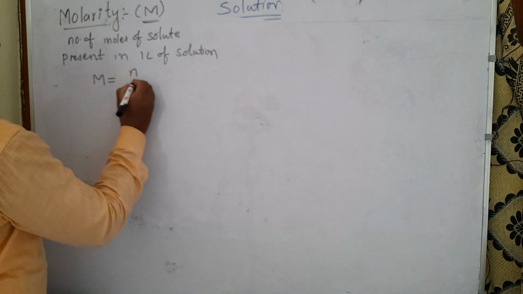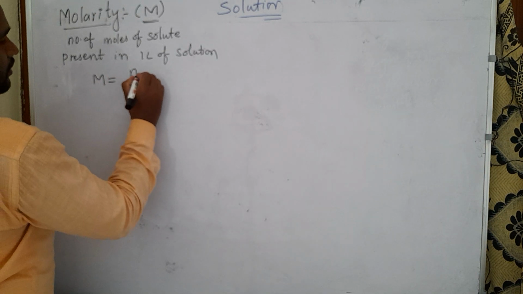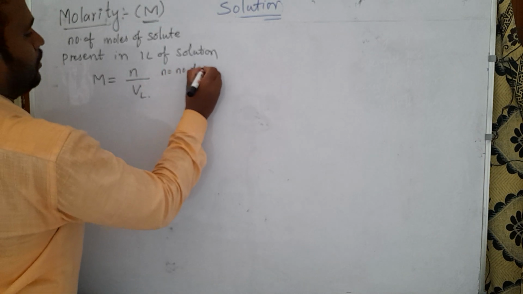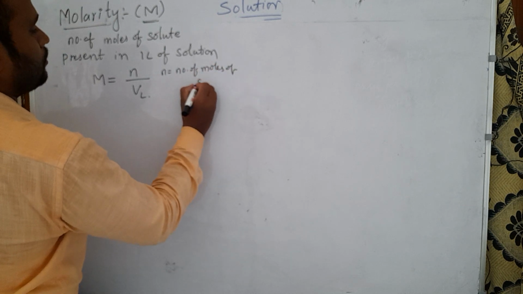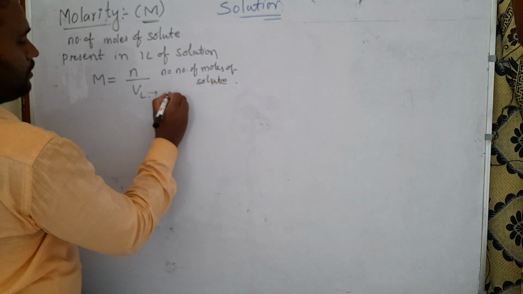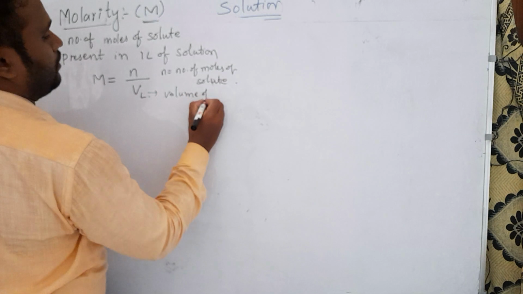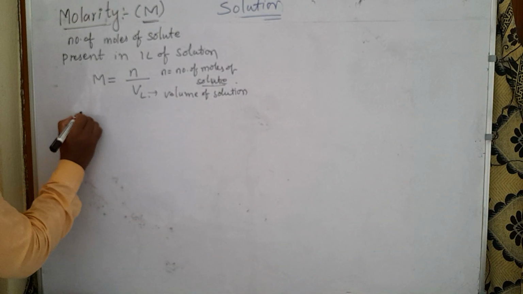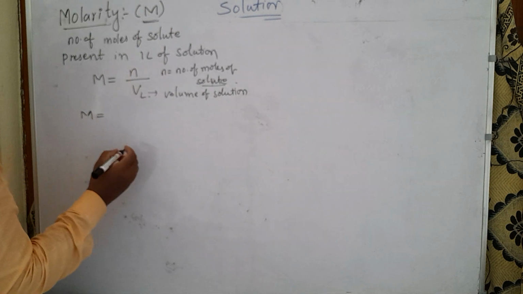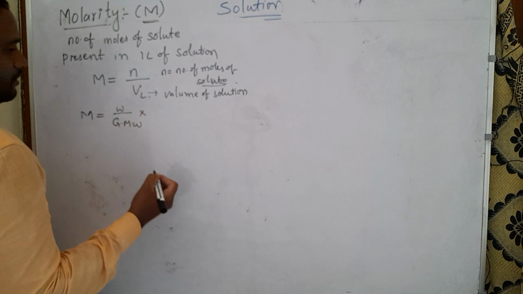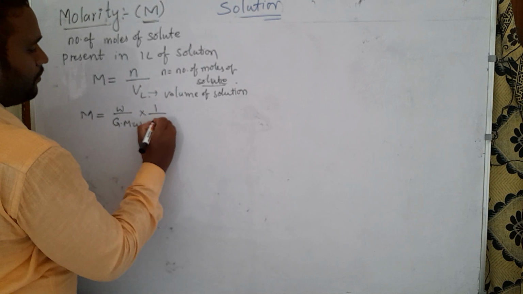Capital M is equal to N by VL. Here N is the number of moles of solute, and VL is the volume of solution. If you are not understanding what a solute is, you can watch my previous video. So M is equal to number of moles, that is weight by gram molecular weight, into 1 by VL.